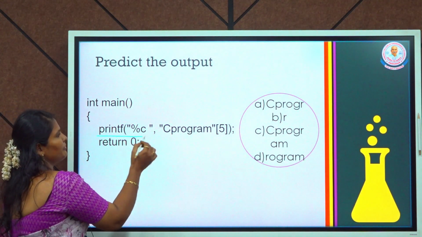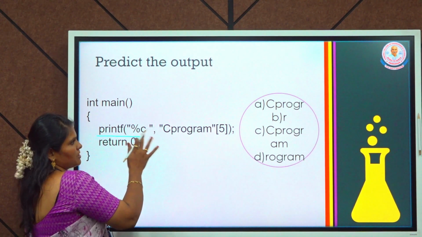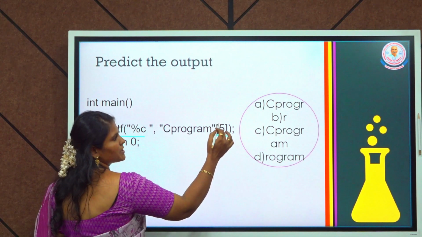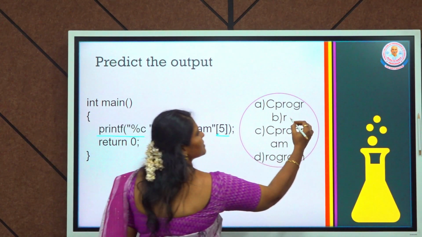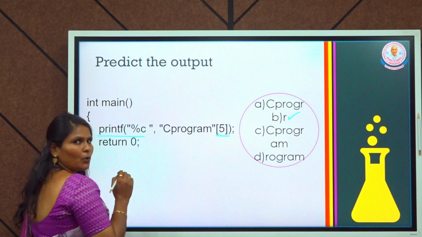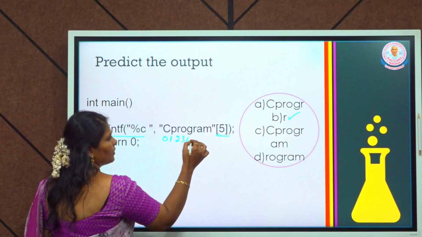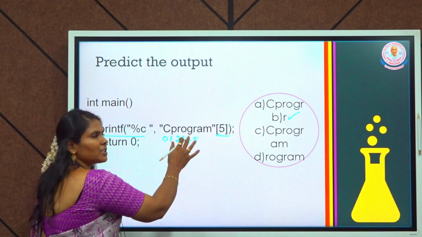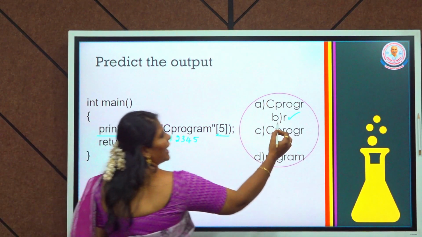In this printf, it is a different format. Here we are going to print something with percentage c. We have given a format with the C program string, and within square brackets we have given 5. So what may be the output of this particular snippet? The answer is actually r. Why is it r? Because it is given 5. You know that in an array the indexes start from 0, 1, 2, 3, 4, 5. It mentions the 5th index in the particular string, and that alone will be printed. Since we have given percentage c, that character alone will be printed. So the answer is r.